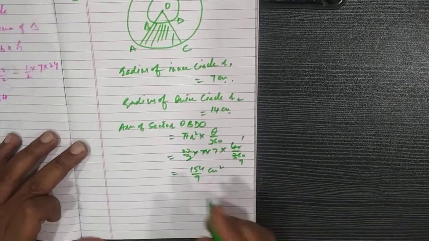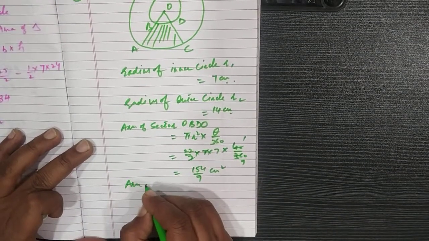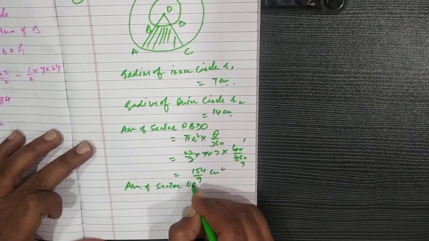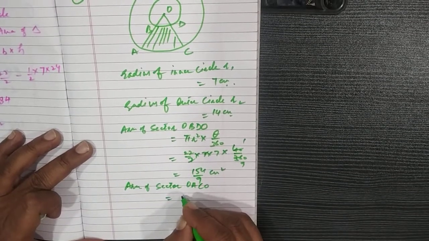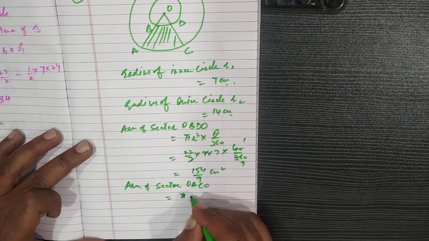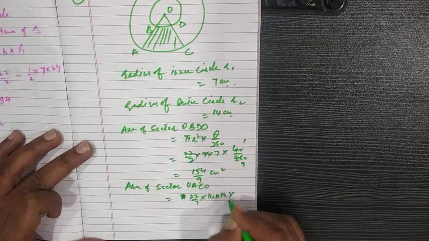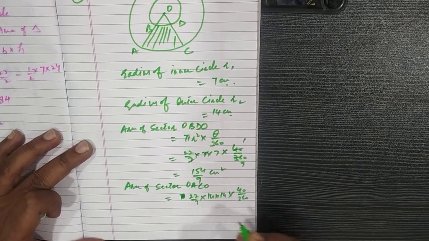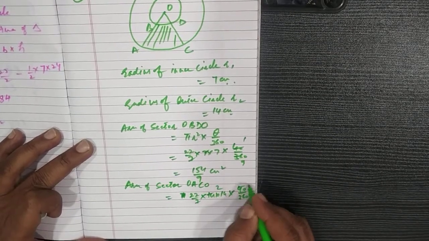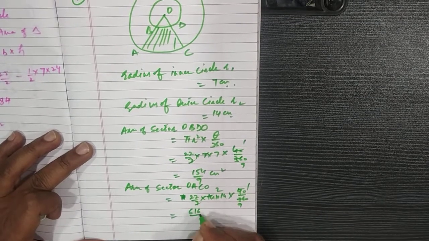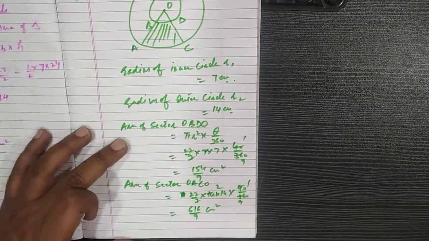Now the area of the second sector, OACO. Again, same formula. So 22 by 7, 14 into 14 into 40 upon 360. So it will be 616 upon 9 centimeter square. This is the area of the second sector.